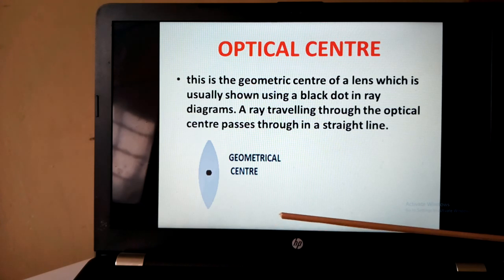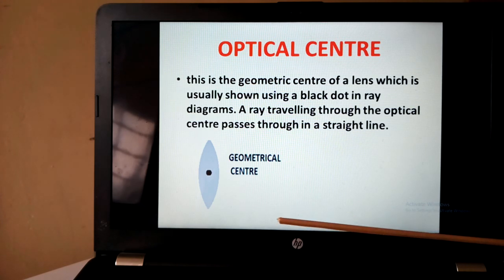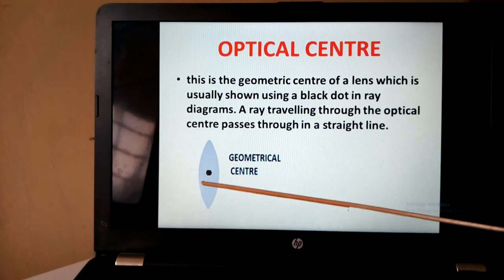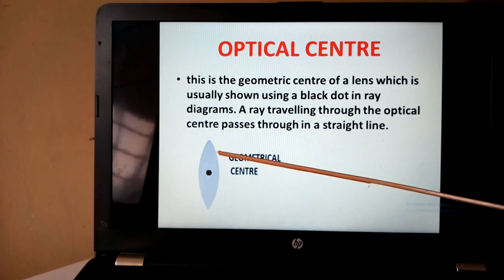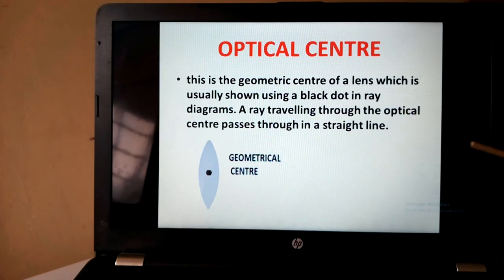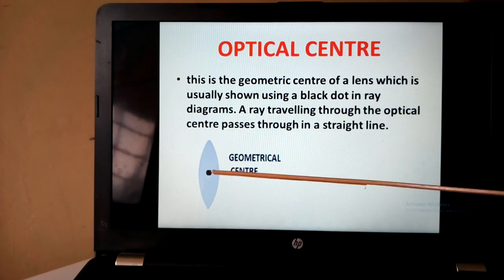Okay? The geometric center of a lens is found by the point of intersection of lines drawn at various points. If I draw a line here and I go straight, another one here I come straight, another one here I go straight, you get a geometrical center. Okay? So it is a center of that lens geometrically.